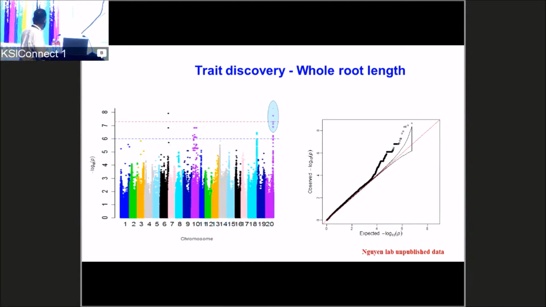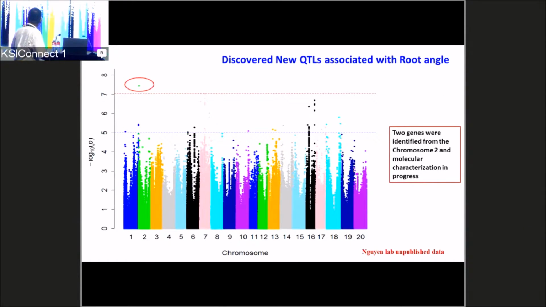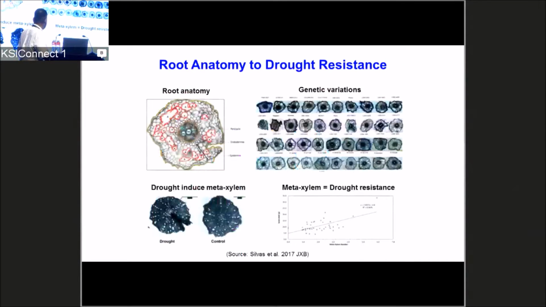Same with root branching, we found new targets. Same with root angle. We found a very key gene associated with root angle, and we cloned those genes, and the functional characterization is in progress. Not only looking at the phenotypic morphological level, we looked a little deeper into the anatomical level. We screened the soybean lines we sequenced, as Kurt said, for anatomical changes in the root vasculature.